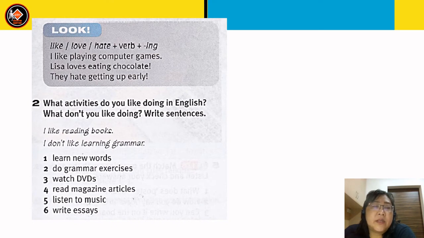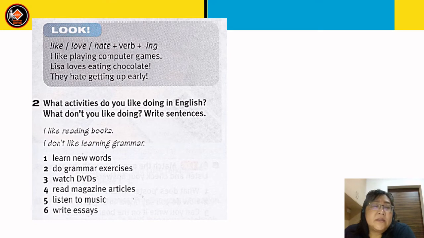Now let's look at like, love, and hate. You must add the verb with ing. For example, number 1, I like play. So you need to put ing. So I like playing computer games. Number 2, Lisa loves. So you put eat plus ing. So Lisa loves eating chocolate. And the last one, they hate get, getting up early. So you add ting.